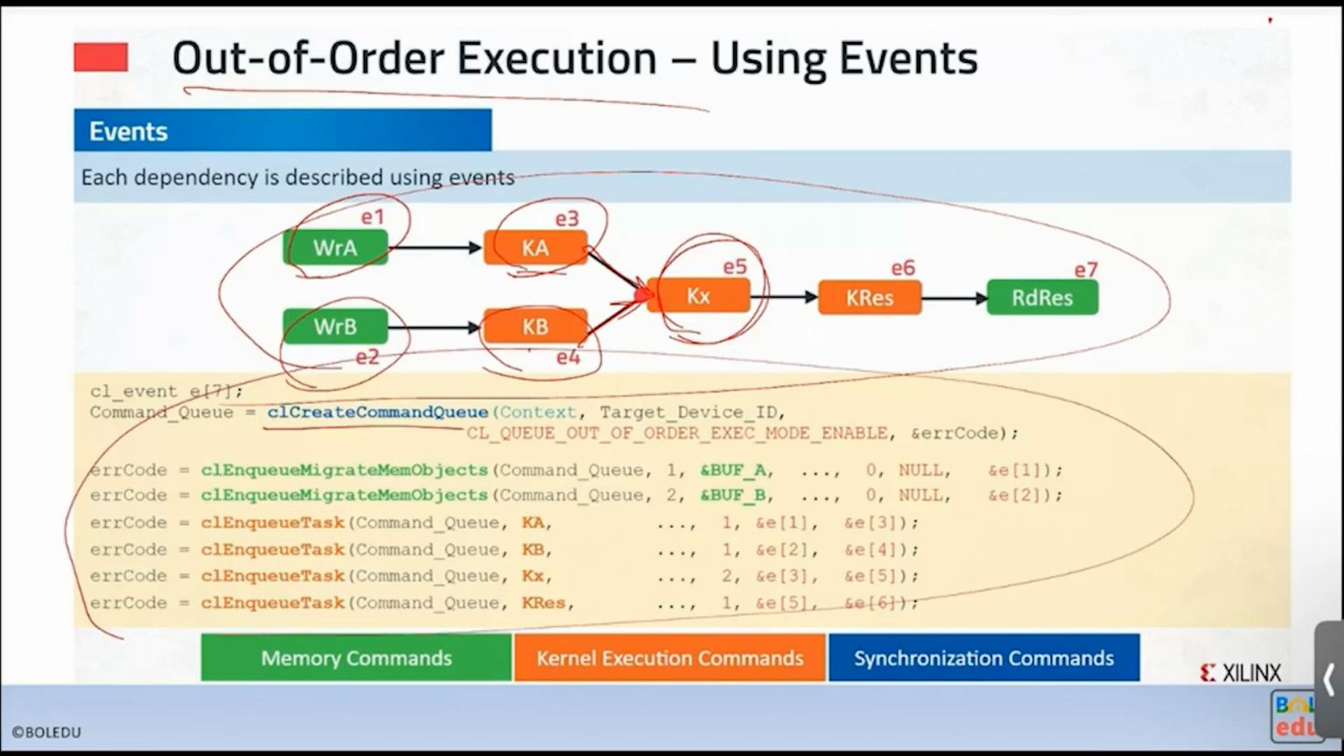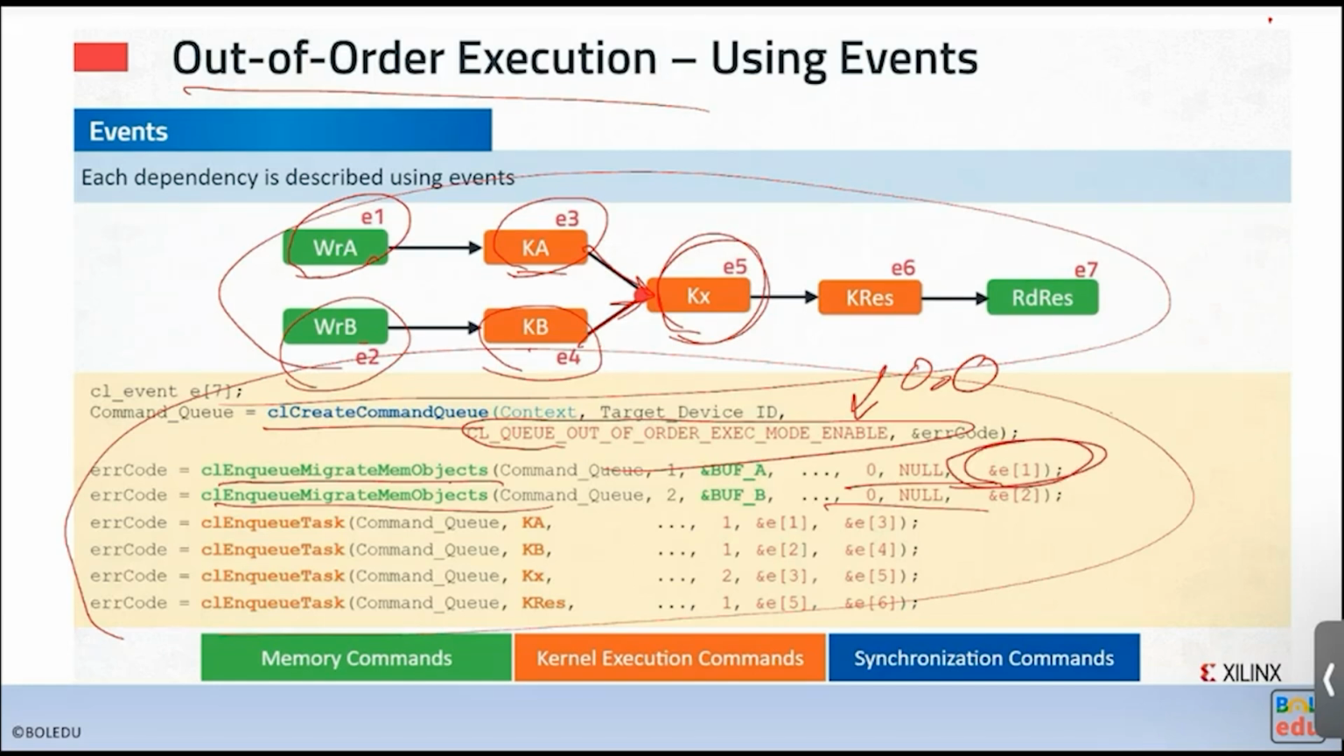Okay. First you create the command queue. This one says out of order. And then you include these two objects. It doesn't need to depend on anything. But when the data buffer transfer completes, you will assert event 1. This one asserts event 2. So for KA to start, there's one dependency, event 1. For kernel B to start, you depend on event 2. For the KX kernel to start, you have to make sure KA and KB complete, so it depends on 2 events. Okay, so you still have 2 events here.